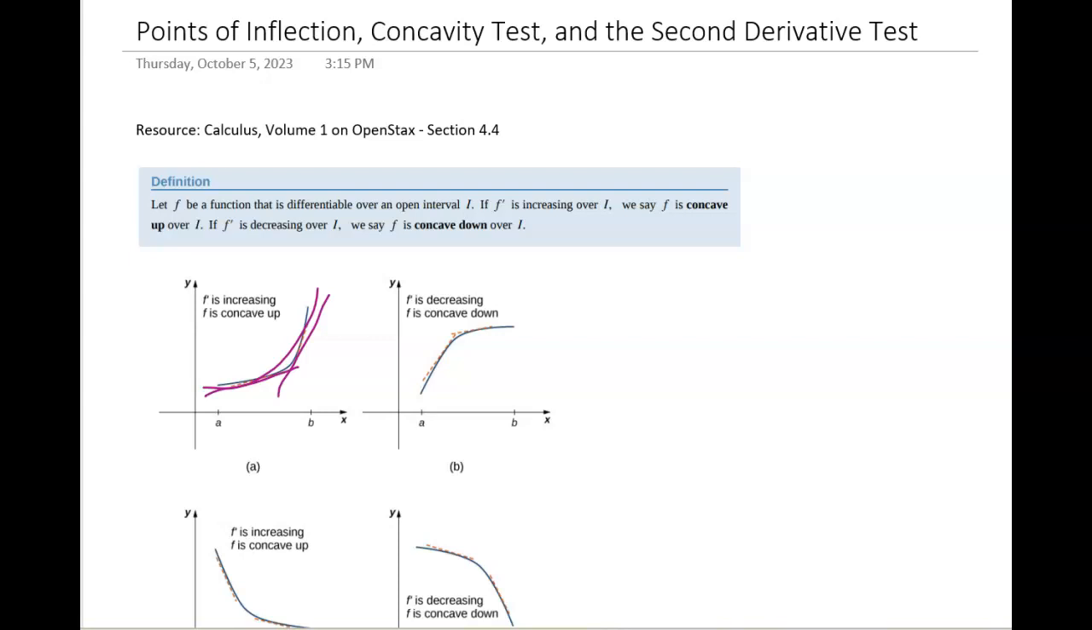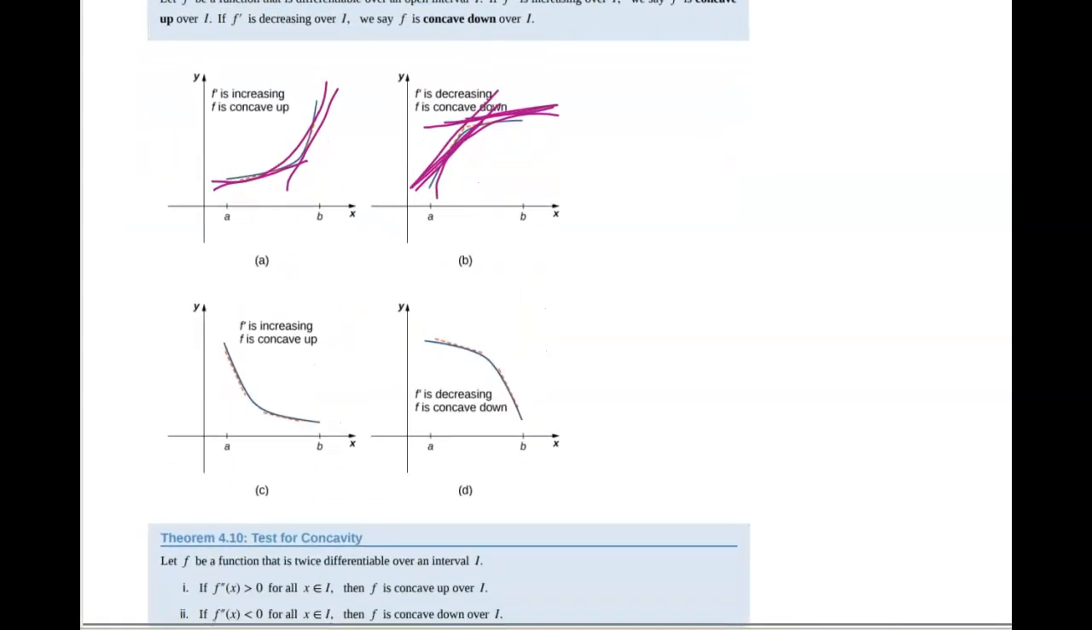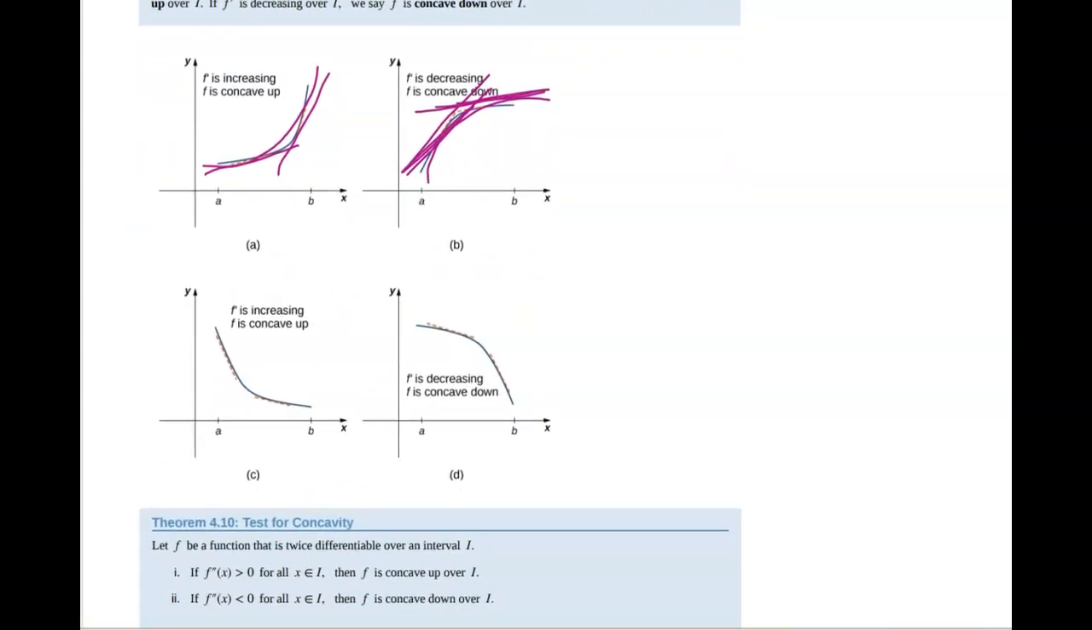Even if your function is increasing overall, if you notice that the values of the slope are decreasing, so if this was like 3 or whatever, and then you can see this one is smaller in value, like my rise over run is smaller, so f prime is decreasing, then my function must be concave down. Same thing is true on these two graphs. So notice it has nothing to do with whether your original function is increasing or decreasing. With concavity, it's whether or not your derivatives are increasing or decreasing.